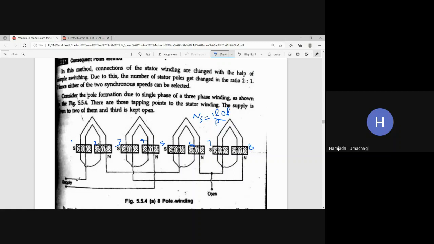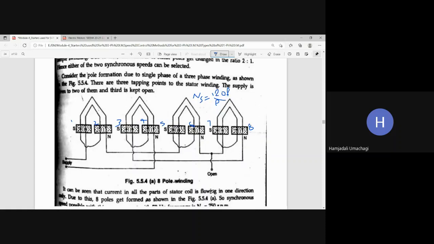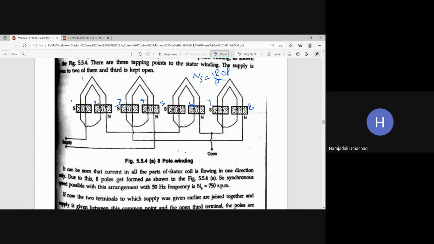Two tappings will be connected to the power supply, and the third one is kept open. The supply is given to two of the tappings, and the third is kept open. It can be seen that current in all the parts of the stator coils is flowing in one direction only. In this case, the current flowing in the south pole is in the upward direction, and the current flowing in the north pole is in the downward direction. So you can see that current is flowing in only one single direction. Because of this, we are going to get 8 different poles.